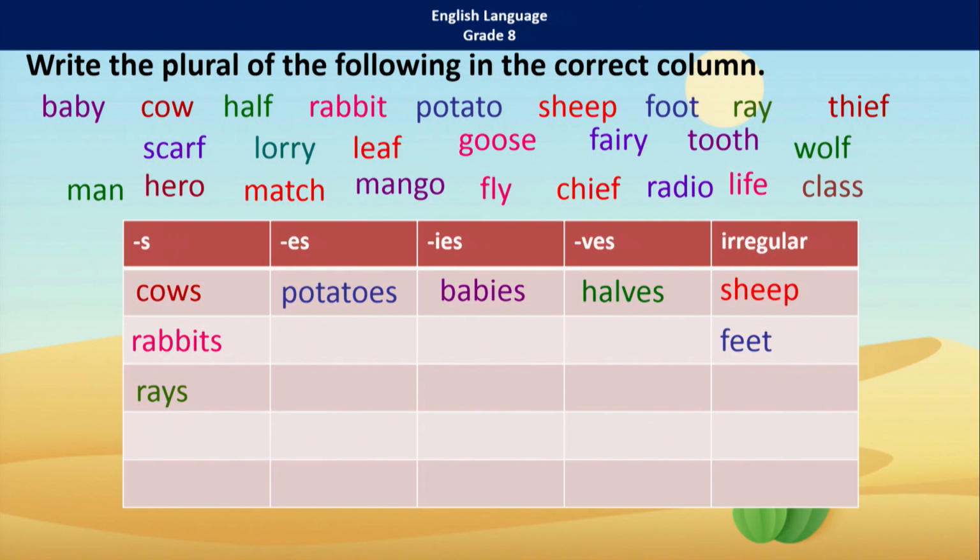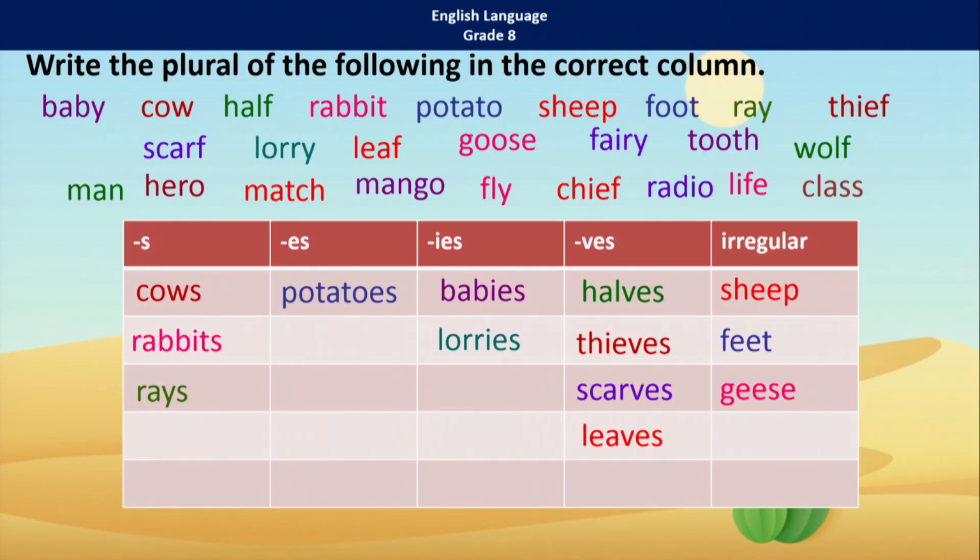Then why didn't we drop it and add IES, Suchitra? Because of the vowel before the letter Y. Of course. Thief, thieves. Last letter F. F is dropped. Scarf, scarves. F is dropped and VES is added. Lorry, lorries. Last letter Y is dropped and IES is added. Leaf, leaves. F is dropped. VES is added.